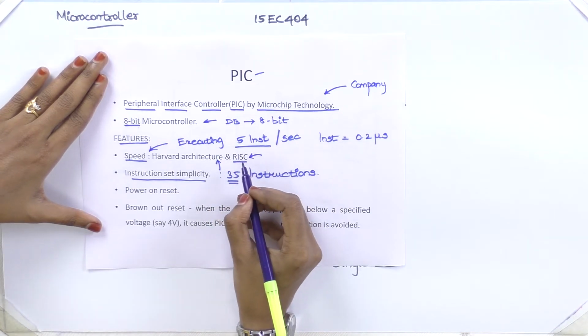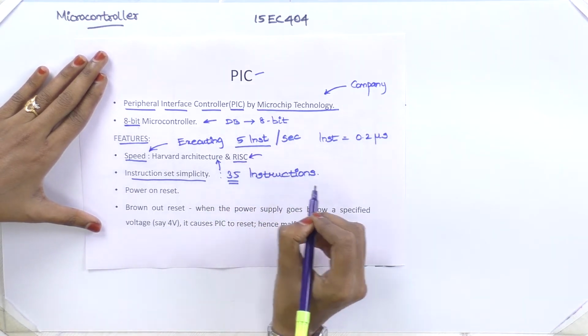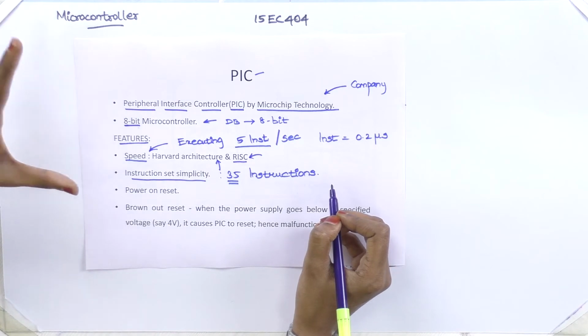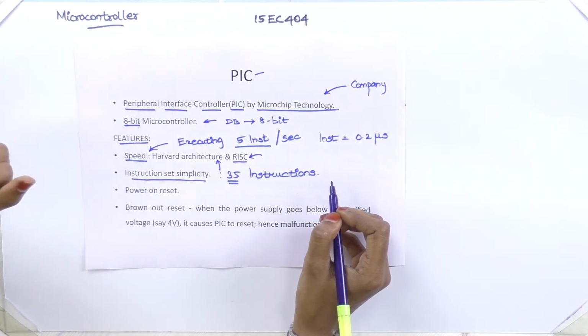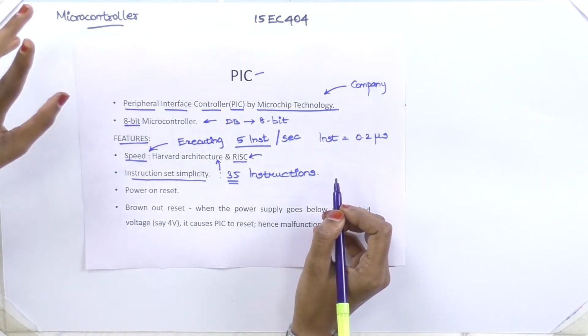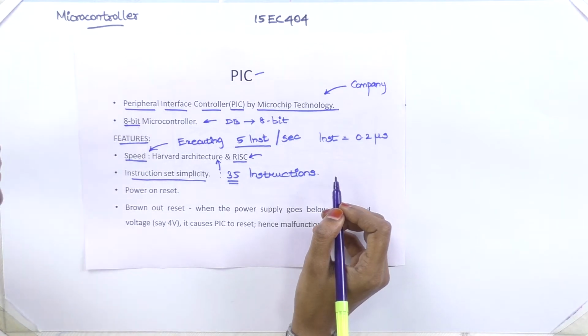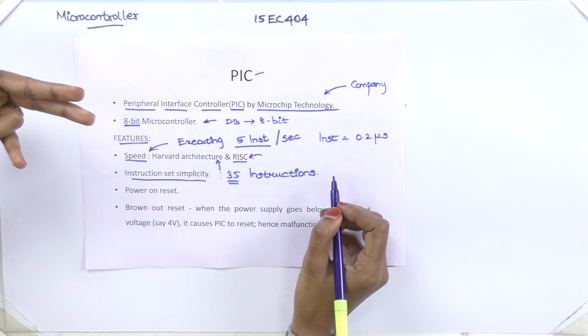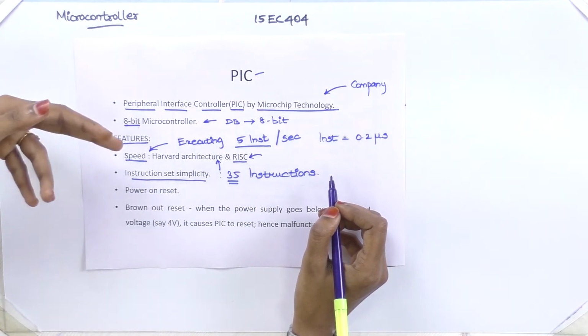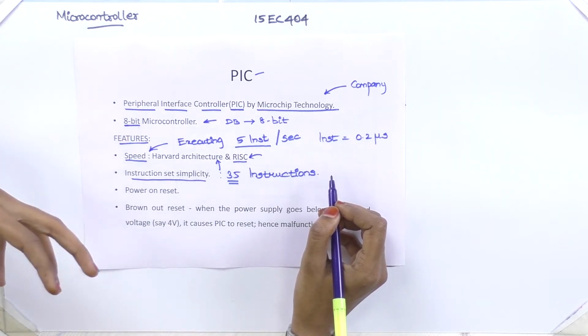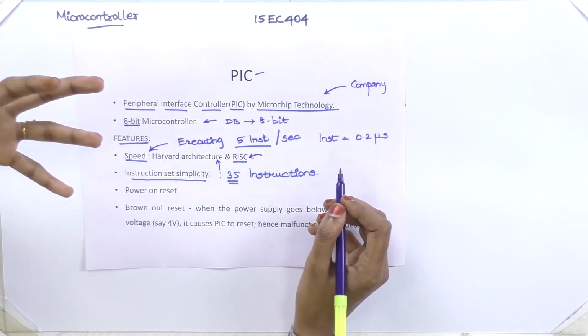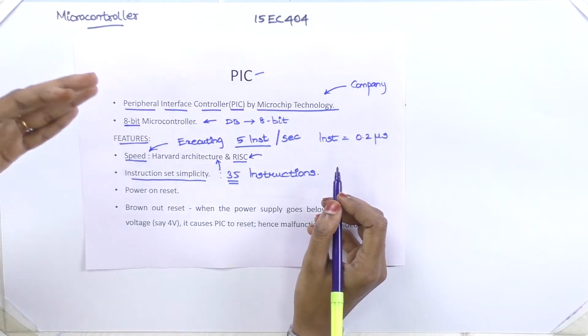What is RISC in the sense? Reduced instruction set computer. This is a type of categorizing the processor and controller. We have two categories like this. One is complex instruction set computer, another one is reduced instruction set computer. So in reduced instruction set computers, we have a limited number of instructions, and using that we perform the operations.